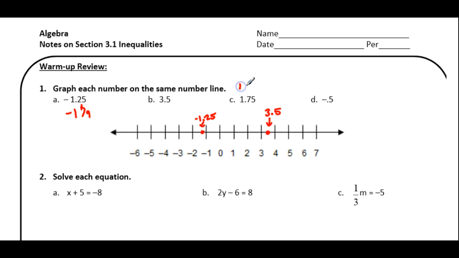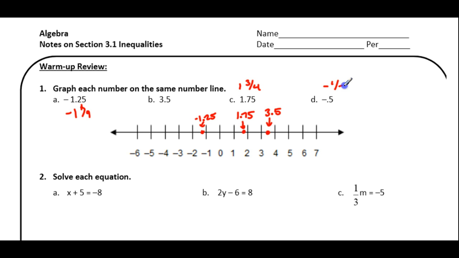1.75, that is the same thing as 1 3/4. Okay, so that's past a half but before 2. So we go positive 1, half, and then a quarter more, so it's between the middle and 2. So just get as close as possible. That is our 1.75.